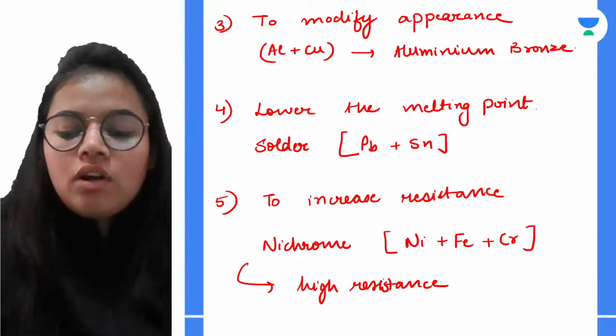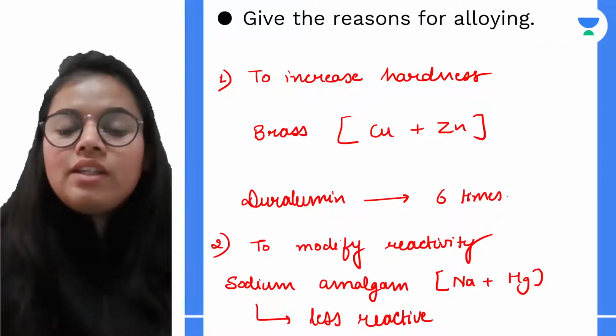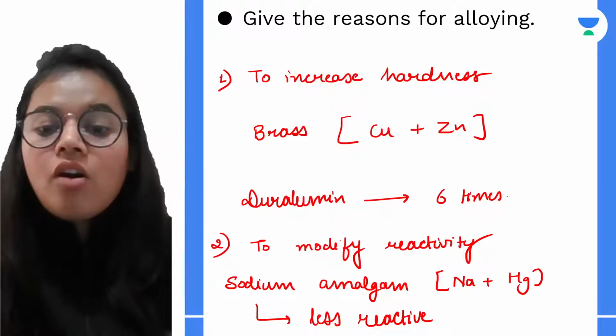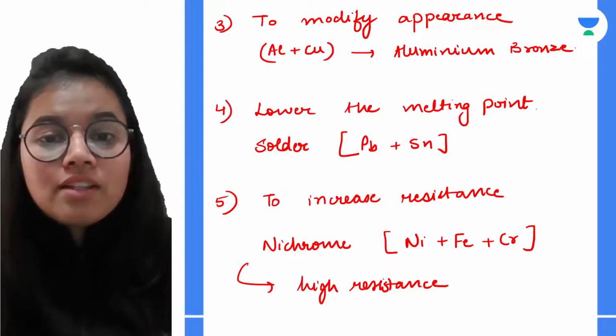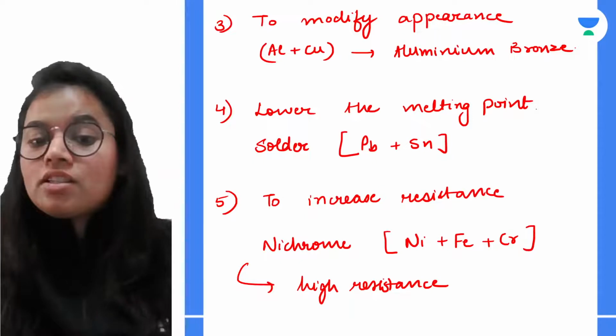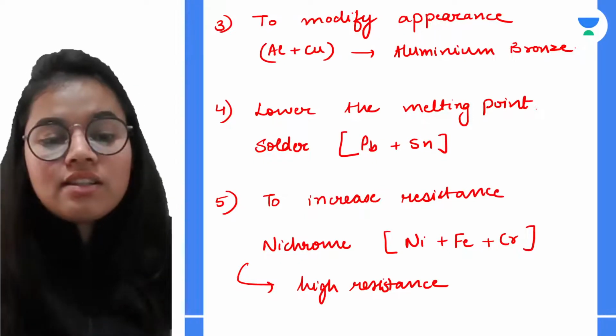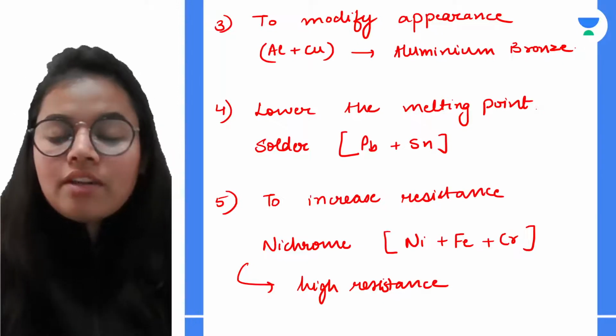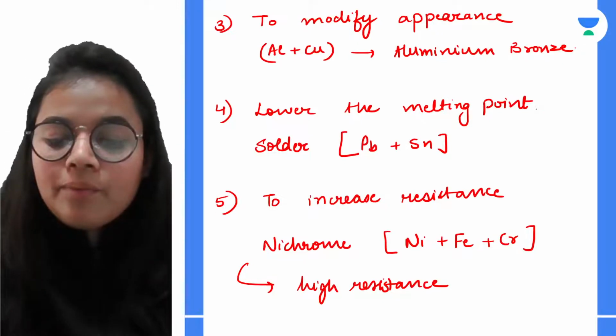Okay, so basically what are we using alloys for? To increase hardness, or to change the reactivity, or to change the appearance, or to lower the melting point, or to increase the resistance. So these are all the basic uses for which we go for alloying.